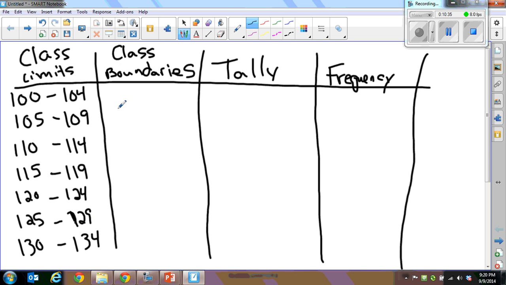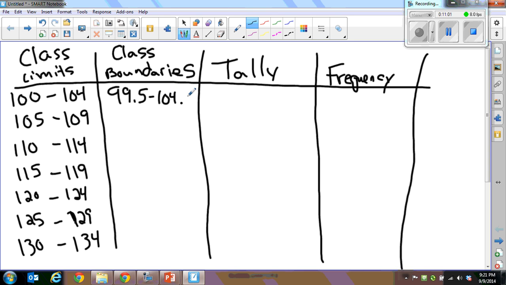Now, what are your boundaries? This is something that you were quizzed on today. Your boundaries, remember, are the numbers that would round up. So what's the smallest number that would be rounded up to 100? Hopefully most of you are saying that would be 99.5. What's the biggest number that would be rounded down to 104?